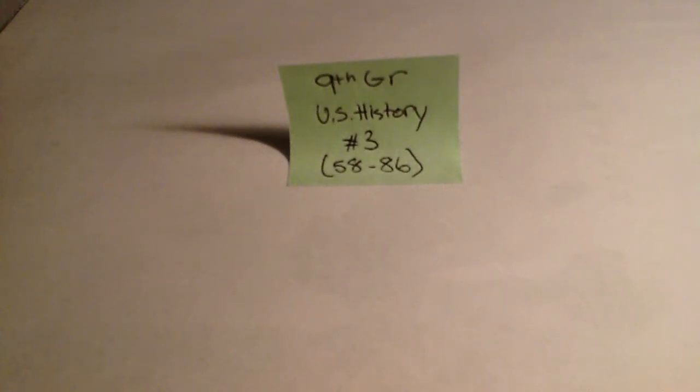78. Before the canal was built, a ship traveling from San Francisco to New York City, NYC, would need to travel how many miles? A, 5,200 miles, B, 7,800 miles, or C, 13,000 miles.